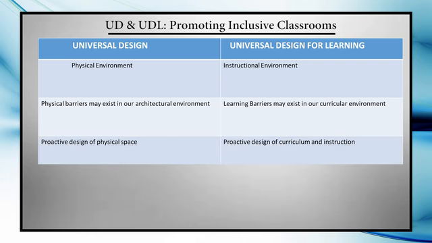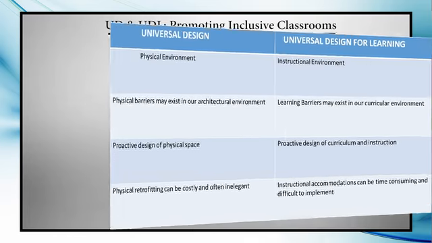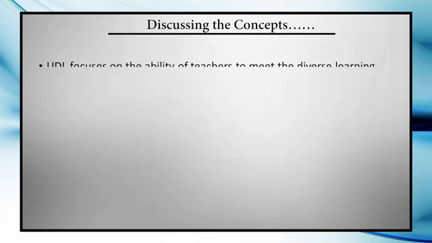So the key factor is the physical factor and the curricular factors. We have in UD the proactive design of physical space, and in case of UDL we have proactive design of curriculum and instruction. In case of UD we find physical retrofitting can be costly and often inelegant, whereas in UDL it goes for instructional accommodations that can be time consuming and difficult to implement. Under these consequences, let us now discuss the concept of UDL.